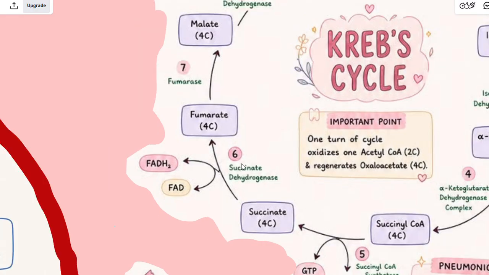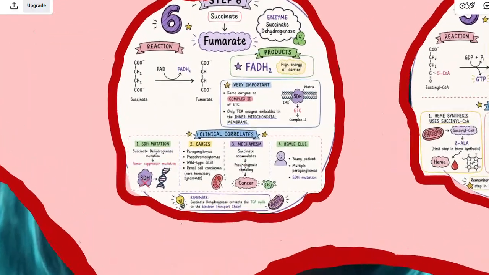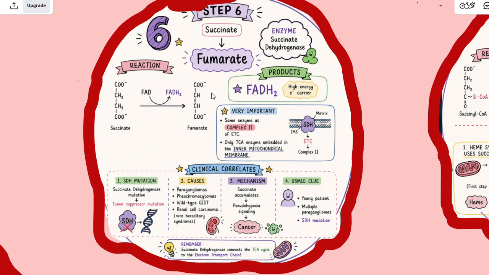And for that to happen, we need to understand our step 6 here. Step 6 is where you take the succinate and convert it into fumarate using the succinate dehydrogenase enzyme. This produces the FADH2 molecule. It's a very high energy electron carrier.